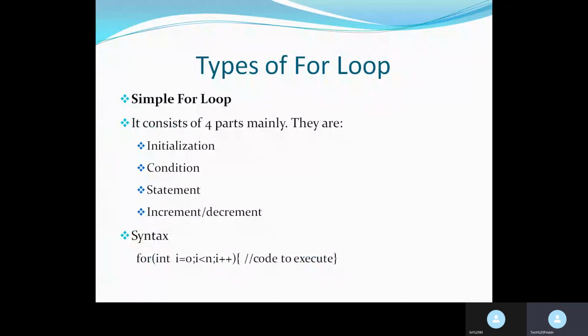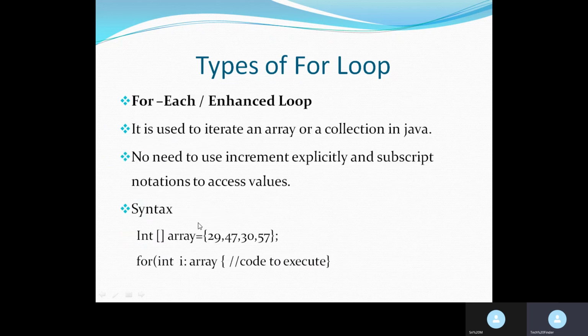A simple for loop consists of four parts: initialization, the condition, the statement, and the increment or decrement of the loop. The syntax for the basic for loop is given here. See, this i equal to 0 is the initialization, i less than n is the condition for that loop, the code included in these curly braces is the statement that will execute, and this i plus plus is the increment part of this for loop.